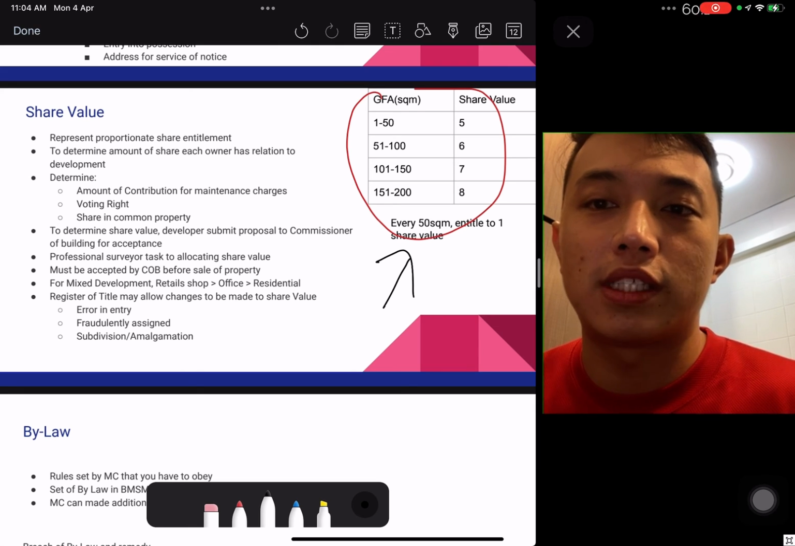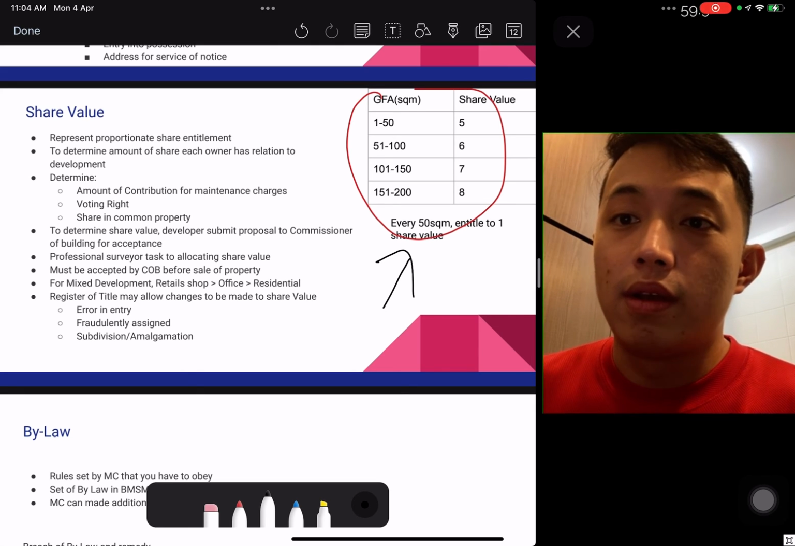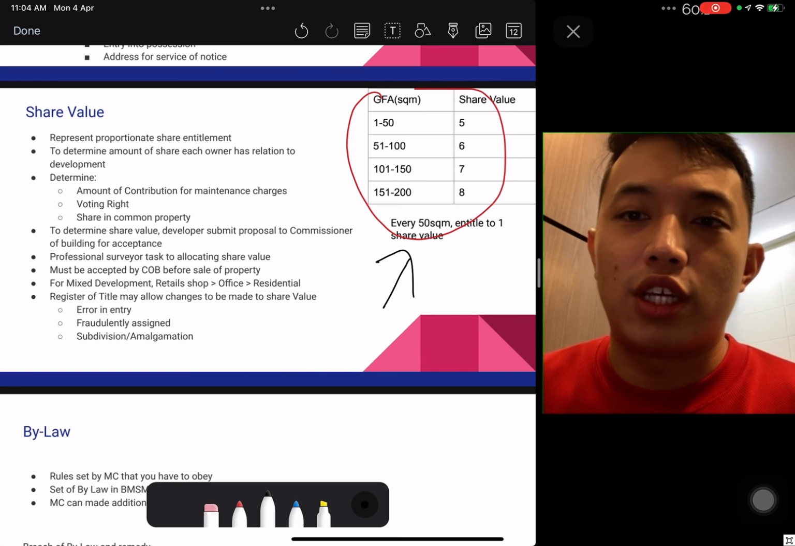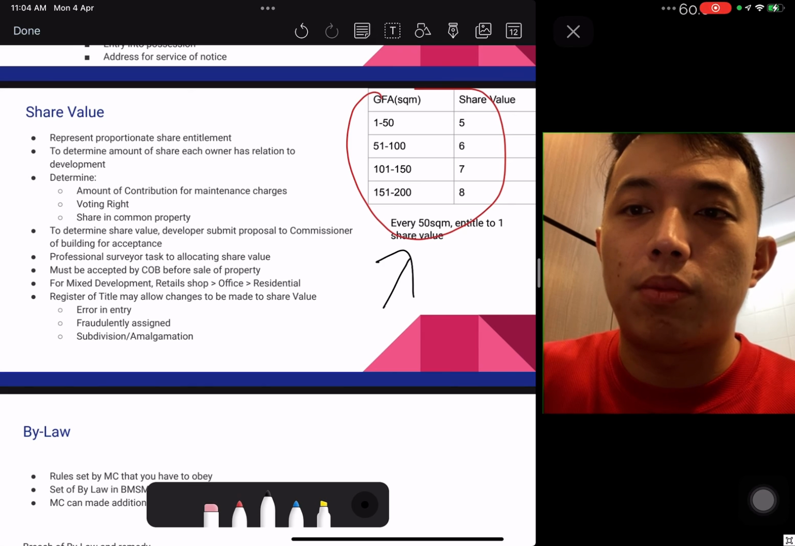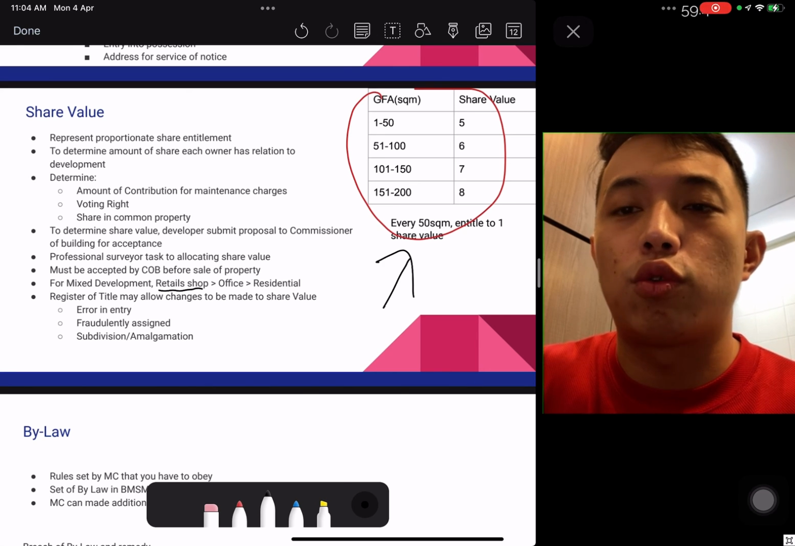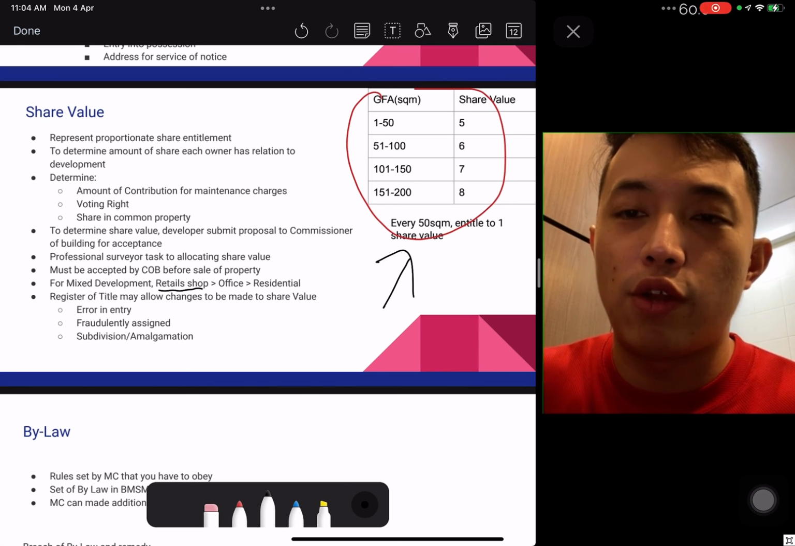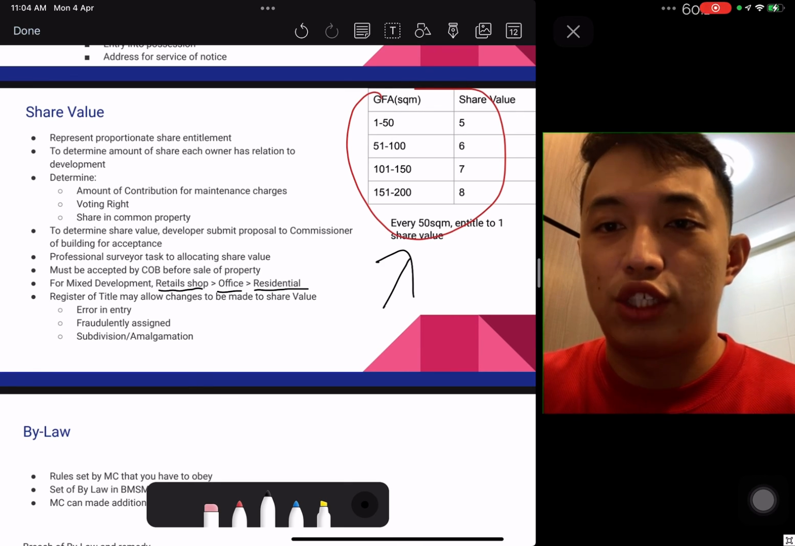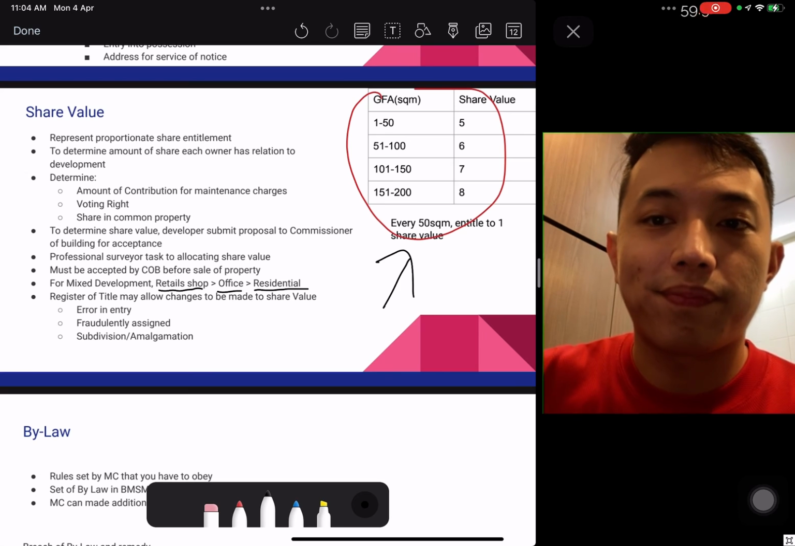Share value must be accepted by the COB. Share value is a heavier notice for mixed development. Firstly, the highest fee, the highest share value, will go to the retail shop, then to the office, then to the residential. Take note of that.